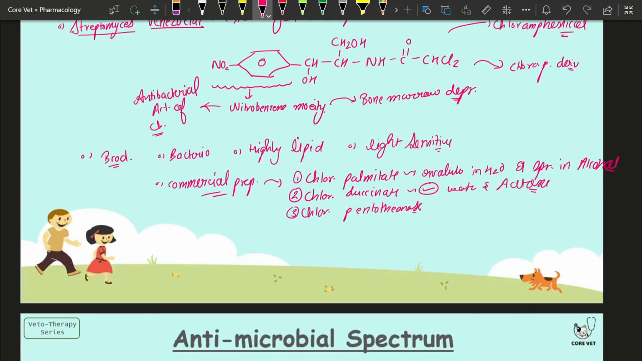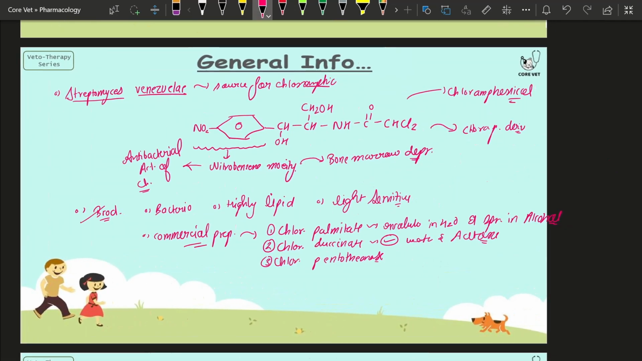So this was all the general information regarding chloramphenicol: it is a broad spectrum, bacteriostatic, highly lipid soluble and light sensitive drug, and there are three commercial preparations in the market: the palmitate salt, the succinate salt, and the pentothionate salt. In the general structure, the major importance is given to the nitrobenzene moiety, because it is responsible for the antibacterial activity of chloramphenicol, and it also leads to bone marrow depression. There are two types of bone marrow depression caused by chloramphenicol, which we will discuss in the adverse effects.